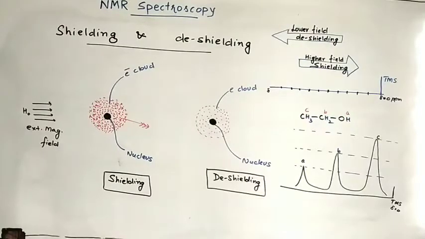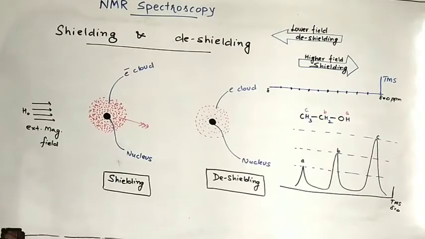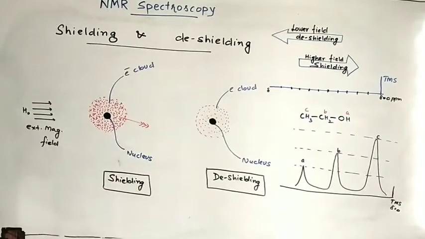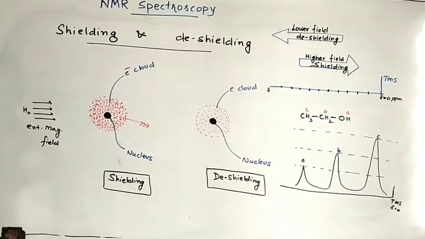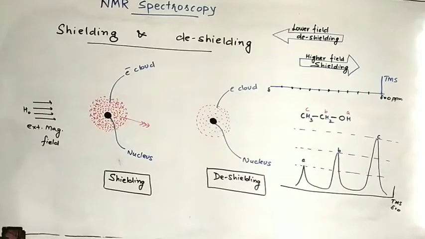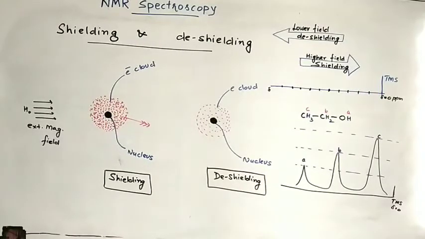If around the proton the electron density is more, then that signal of proton will go towards TMS, meaning shielding. That proton will not come into resonance at lower field strength. We must apply a strong external magnetic field to bring that proton into resonance with the radio wave frequency. And if the electron density around the proton is less, it can easily come into resonance with the radio wave frequency at lower field strength.